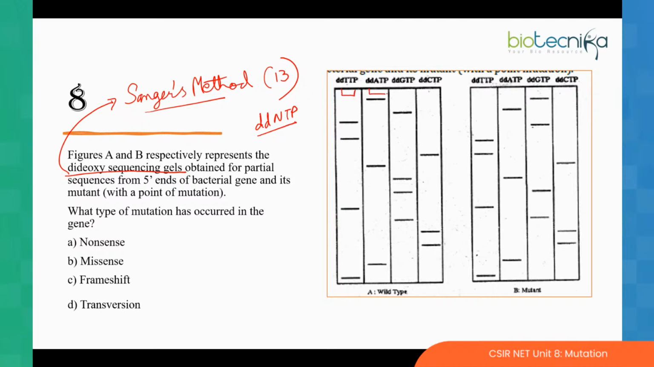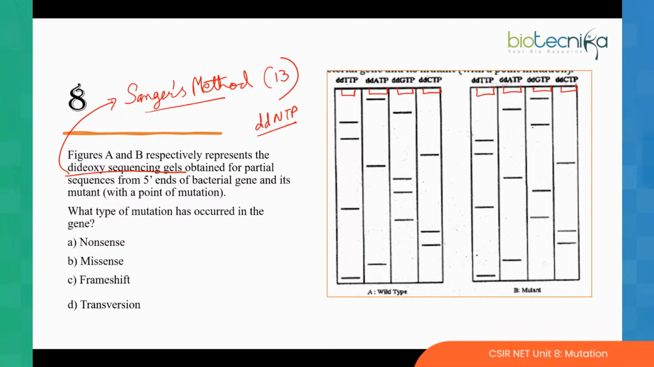Bottom is like farthest from the well. So if this is the well, then bottom is farthest from the well. Now which fragment will be there at the farthest? The smallest one, right? That is the concept of electrophoresis. That smallest fragment will travel the maximum distance, largest fragment will travel the least distance. Okay, so we will read the gel from bottom to top, or farthest from the well to the closest to the well, and that will give us the DNA sequence from 5' end to 3' end.